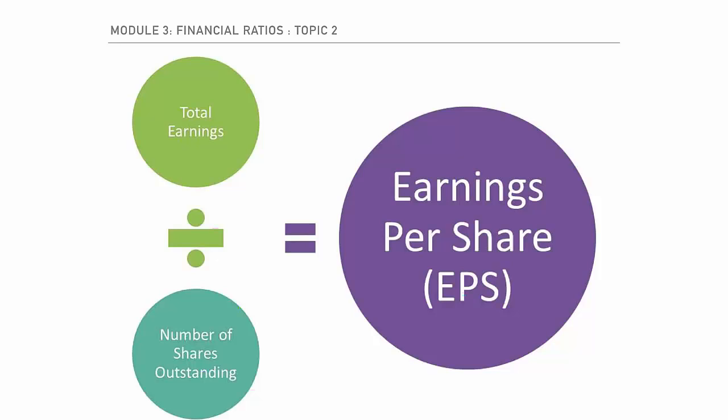Number of shares outstanding, I repeat, is simply the number of shares of a particular company listed on the stock exchange. A company may or may not list all of its shares or equity on the stock exchange. Earnings per share denotes the profitability of a company. It simply means the amount of profits the company generated per share outstanding of the company on the stock exchange.